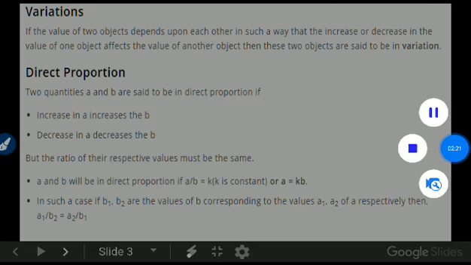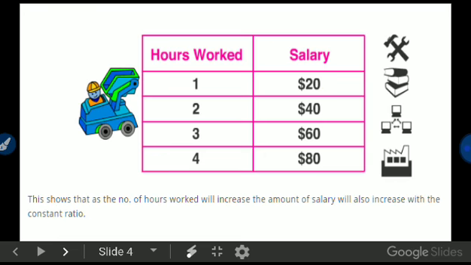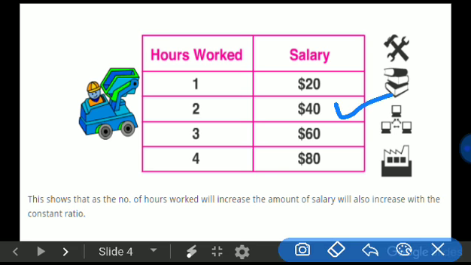So what we can understand here is that in direct proportion, if you are increasing one part, there will be an increase in the other part. If you are decreasing one part, there will be a decrease in the other part also. Here is one very good example. If you work for 1 hour, your salary is $20. If you work for 2 hours, your salary will be $40. 3 hours, $60. That means you can see it is multiplying. The salary is increasing if you work for more hours. This shows that as the number of hours worked increases, the amount of salary will also increase with a constant ratio.